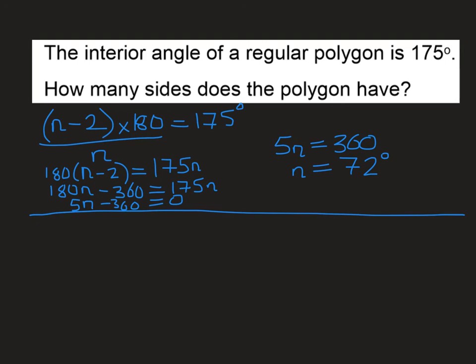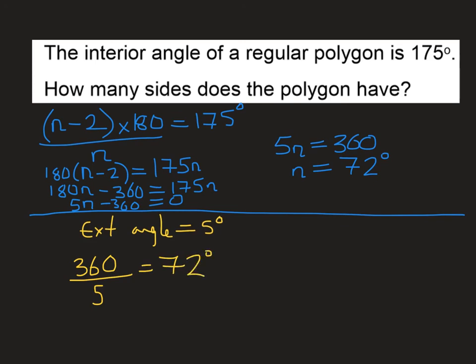However, if I'd used exterior angles to find that out, I go, okay, if the interior angle is 175, that means the exterior angle equals 5 degrees: 180 minus 175. Then I can just do 360, because I know those exterior angles have to add up to 360. Each one is 5 degrees, so I just do that and I get 72 as well. Much quicker to do it that way.